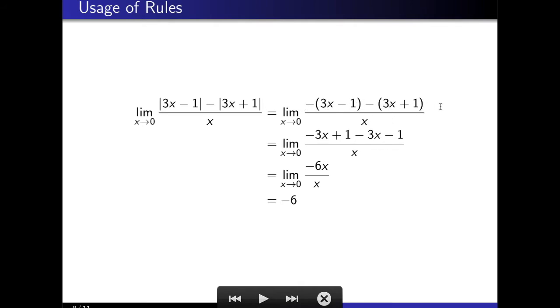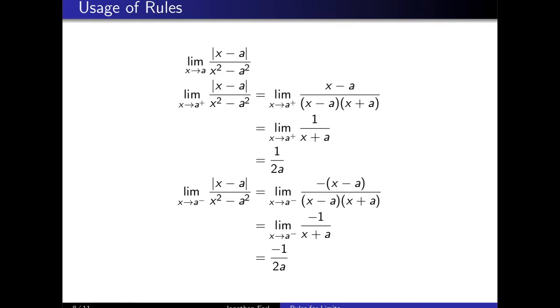So we'll go and write those absolute values as so, and then simplify. And when we simplify, what we see is that we get a plus 1 and a minus 1. Those go away. We're left with minus 3x minus 3x all divided by x. We have minus 6x all divided by x, and that limit's going to be minus 6.